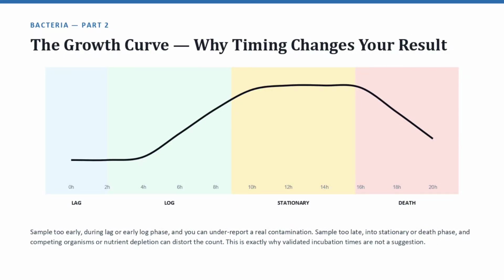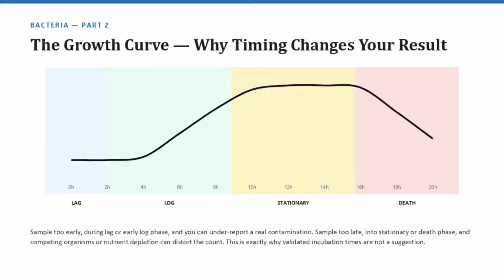Here is why this matters for your actual job. If you sample too early, during lag or early log phase, you can underreport a real contamination, because the population simply has not built up yet. If you sample too late, into stationary or death phase, competing organisms or nutrient depletion can distort your count in the other direction.